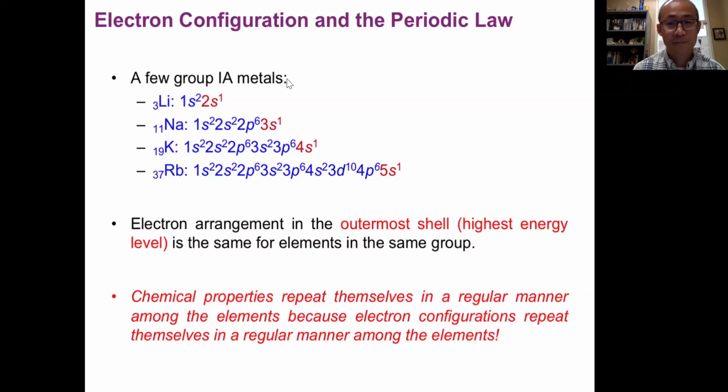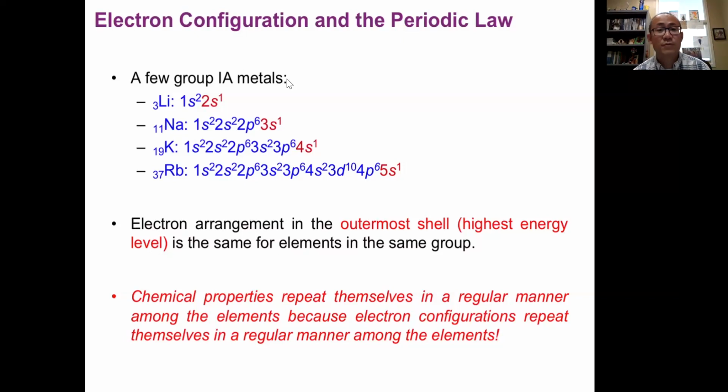But if you notice, all these 4 electron configurations end up the same way. The same way means what? The electron arrangement in the outermost shell, in the highest energy level. Lithium, the highest energy level is 2. Sodium, the highest energy level is 3, the third shell. Potassium, the highest is 4. Rubidium, the highest is 5. But the electron arrangement in the highest energy level is the same. Why is that? Because these 4 are in the same group.